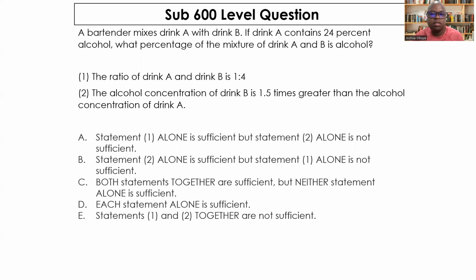So these are the two statements we've been given. This is a question, so pause the video, give it a shot, then you can come back and we take a look at it together.